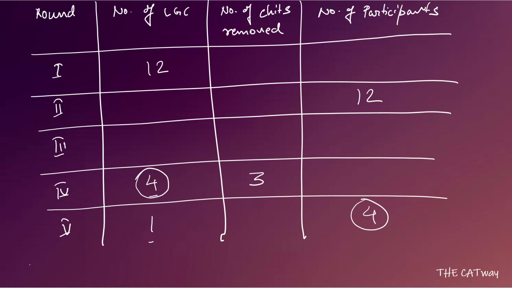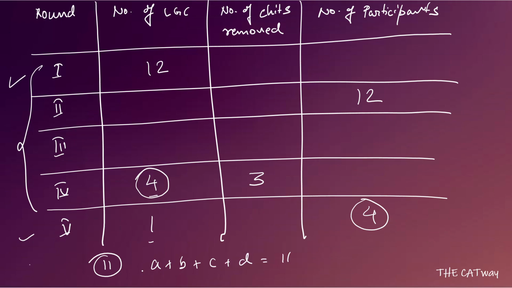Acha, after this much is done, one thing you have to know is, in round 1 there were 12 chits, and in round 5 there was only one chit, so in between a total of 11 chits have been removed. And we also know that the removal of Lucky Guy chits happens in different numbers, they cannot repeat themselves. So now what we have to do is, in these 4 rounds they are going to be eliminated. So we have to form A plus B plus C plus D, and all these have to be different.